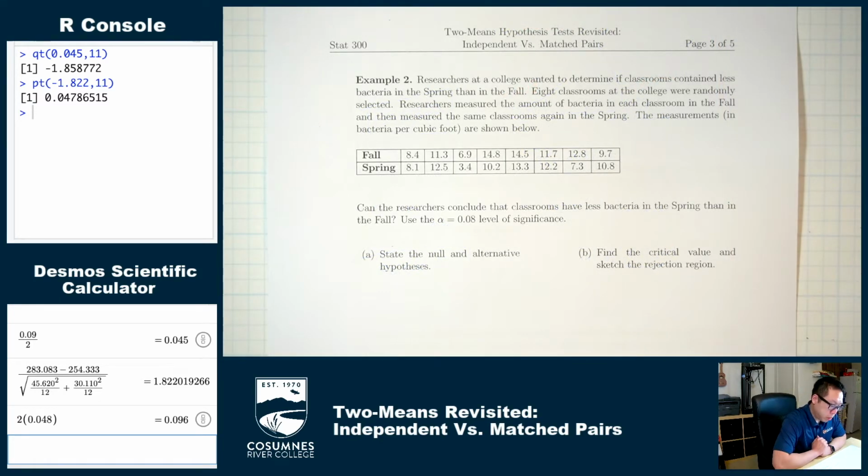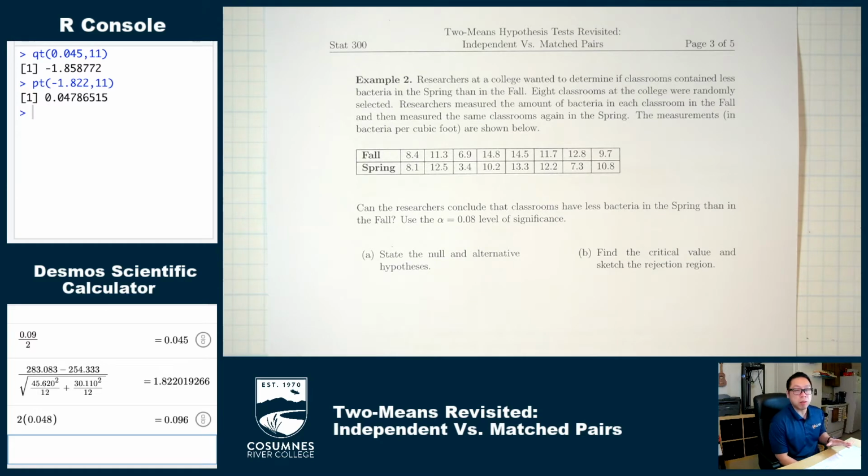Example 2. Researchers at a college wanted to determine if classrooms contain less bacteria in the spring than in the fall. 8 classrooms at the college were randomly selected. Researchers measured the amount of bacteria in each classroom in the fall, and then measured the same classrooms again in the spring. The measurements in bacteria per cubic foot are shown below. Can the researchers conclude that classrooms have less bacteria in the spring than in the fall? Use the alpha equals 0.08 level of significance.